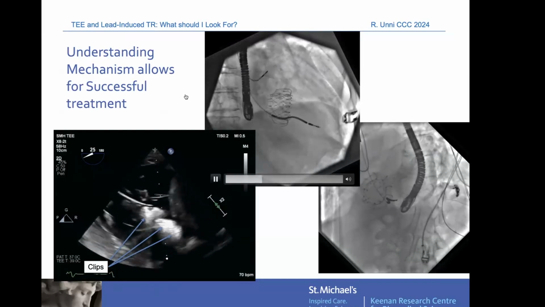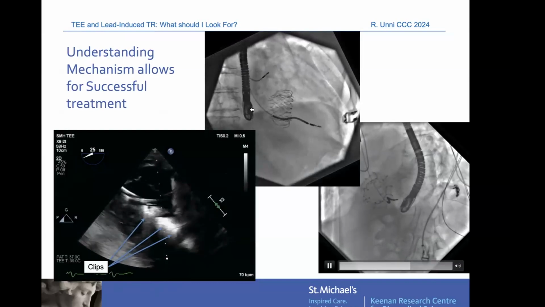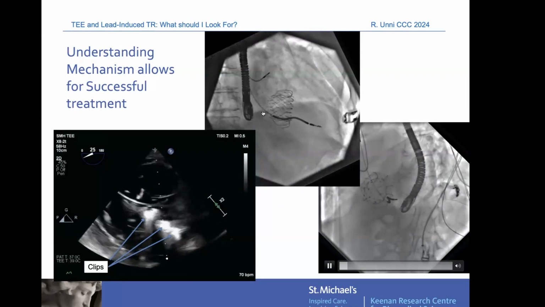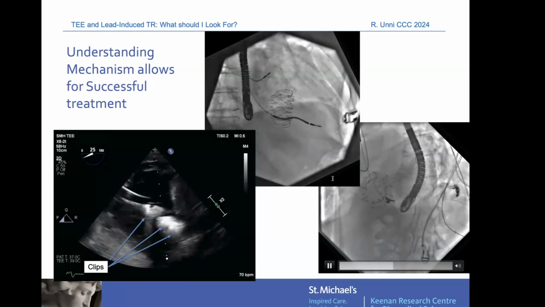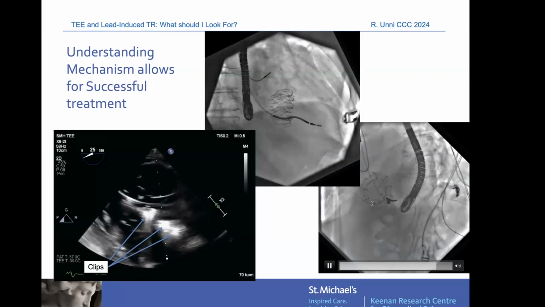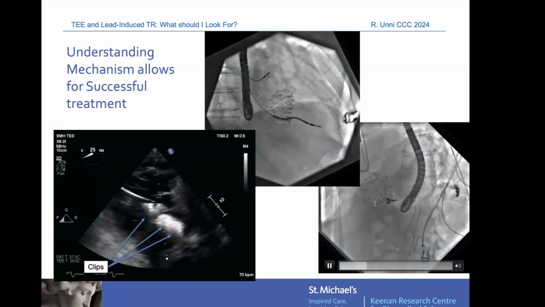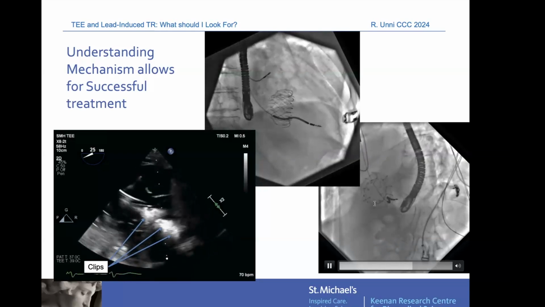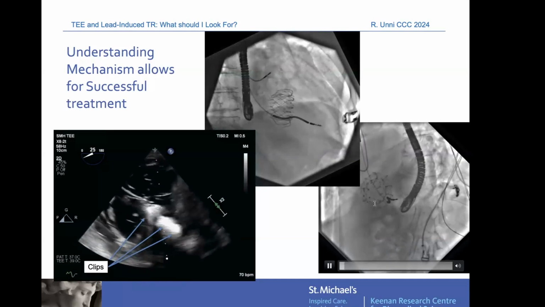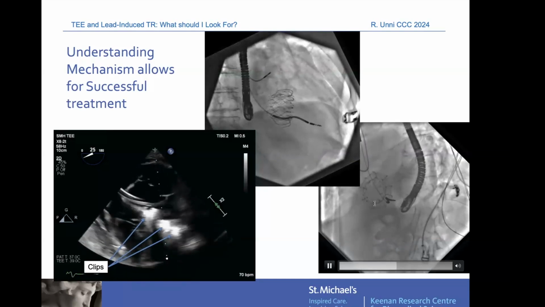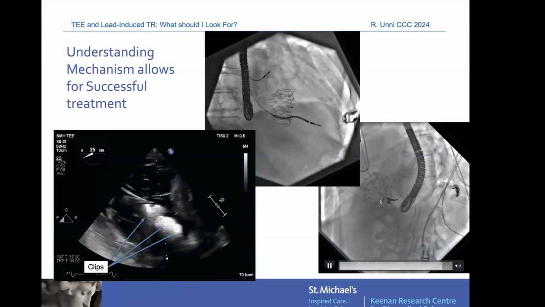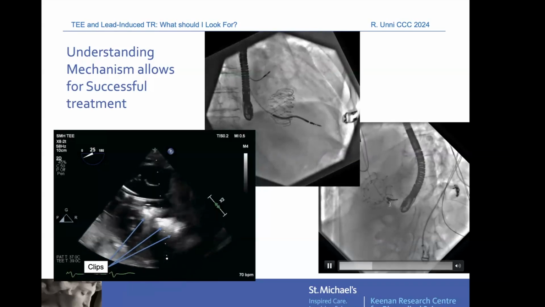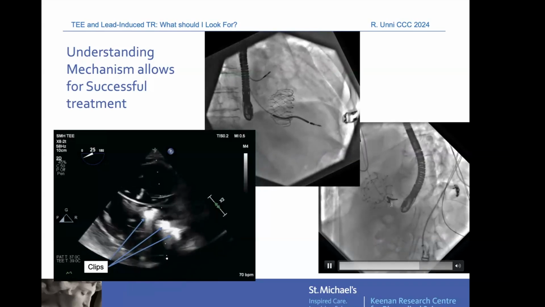And then in the other two here, these are fluoro pictures of a TTVR where we jailed the lead. You can see that's pushed right out to the side with minimal paravalvular leak. And the patient, I think in this case as well, had a good outcome, and the right-sided heart failure symptoms improved. As we said, whether this is a long-term feasible strategy that we should be repeating is in contention.